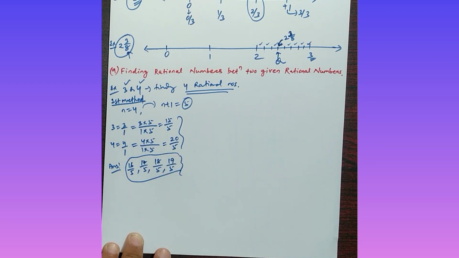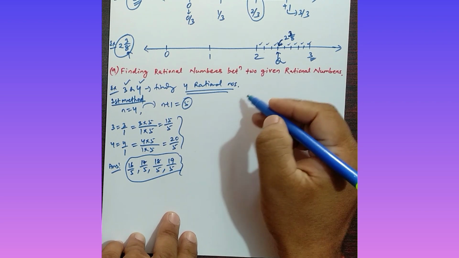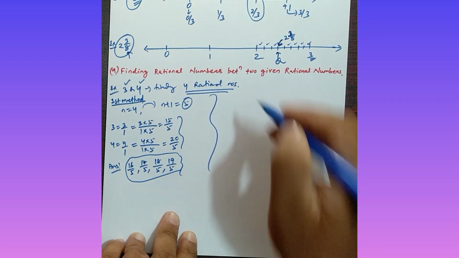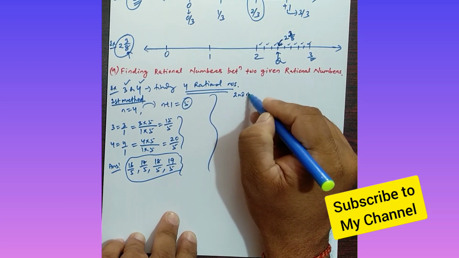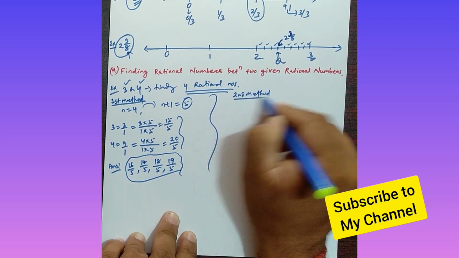This is the first method. In this way, it's the easiest method, you can easily find it out. ठीक है। Another, a second method, मैं आपको बताता हूँ, look at here the second method, how can you find out.